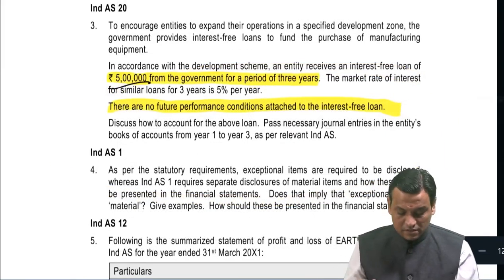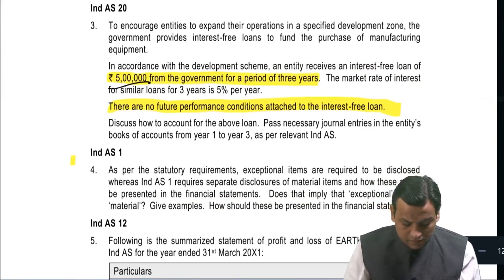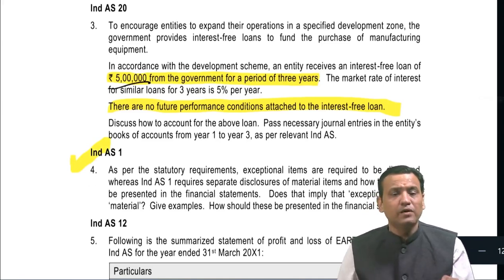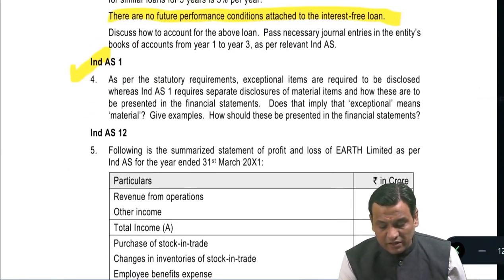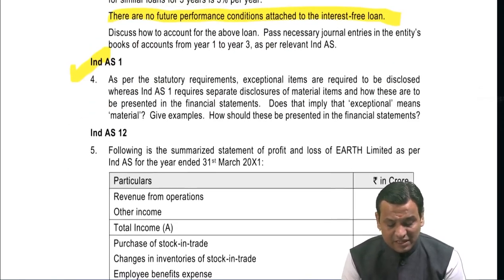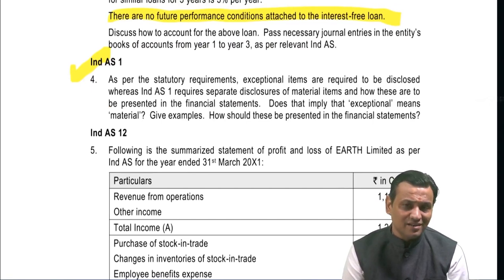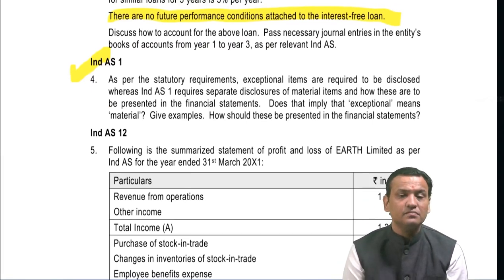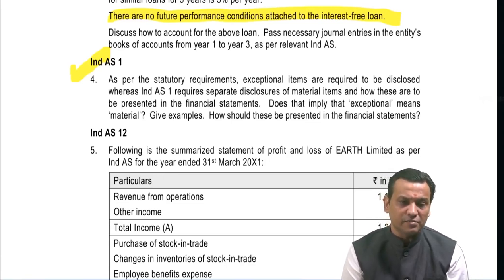Now friends, a small theoretical question pertaining to Ind AS 1. As per statutory requirements, exceptional items are required to be disclosed, whereas Ind AS 1 requires separate disclosure of material items, and how these are to be presented in the financial statements. Does it imply that exceptional means material? Give examples. How should it be presented in the financial statements?